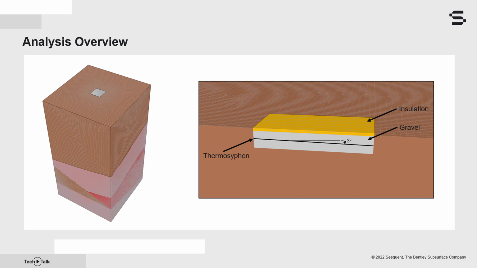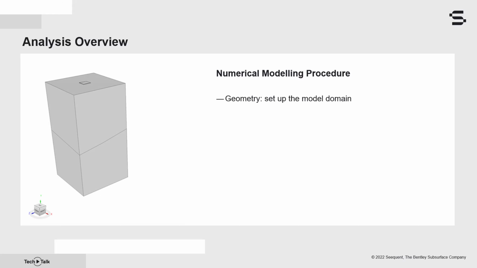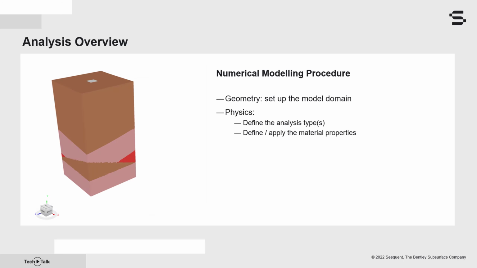This is what we want to model in GeoStudio, but what steps are necessary for conducting this type of analysis? Let us review the modeling procedure, which we will follow in this webinar series. When setting up finite element numerical analyses in GeoStudio, we always suggest the following steps. Create the model domain by setting up your geometry. Define the project physics by adding analyses to the project file and defining the material properties associated with the model geometry for each of the physical processes selected for the project.